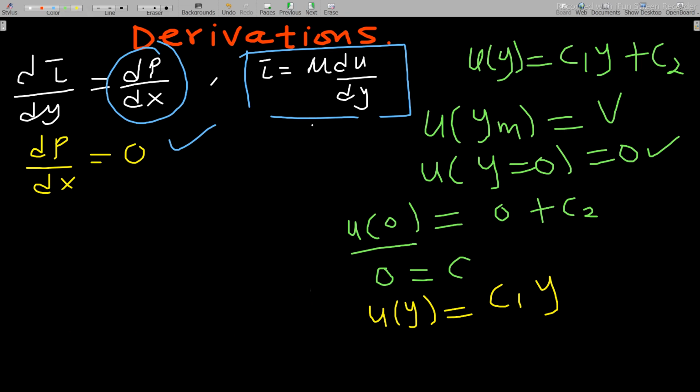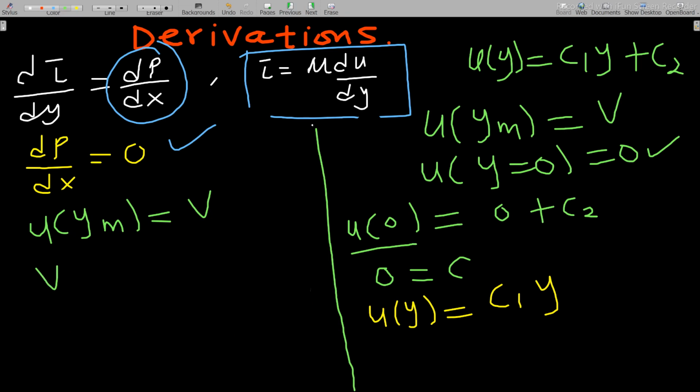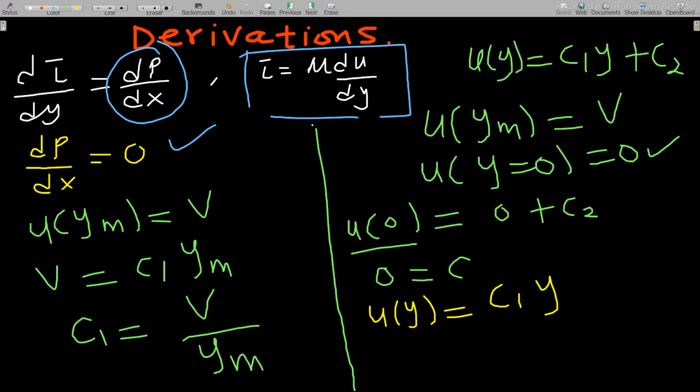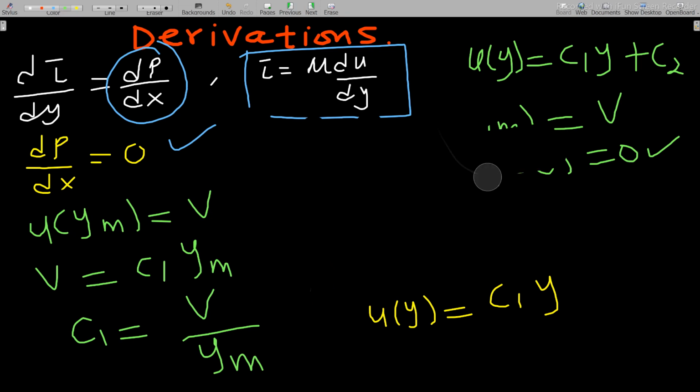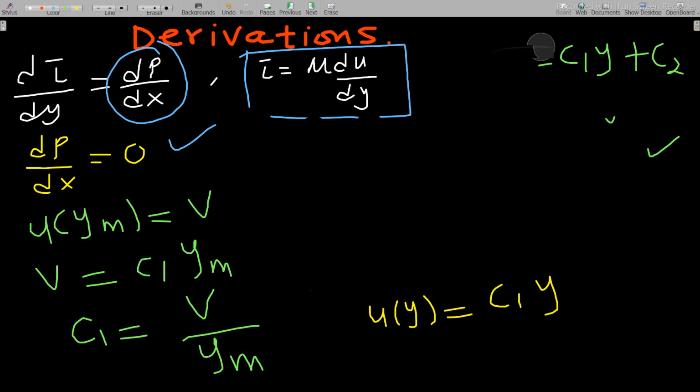I have u of y max, which is ym, is equal to some velocity v. This means that v is equal to c1 y max. So my c1 is equal to v over ym, or y max. Now everything is set for us to write our velocity equation. Just put it in mind that u of y has reduced to c1 times y, so we just pick that one and put our equation in.